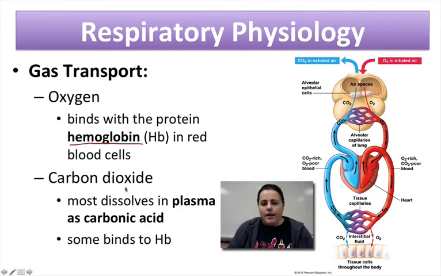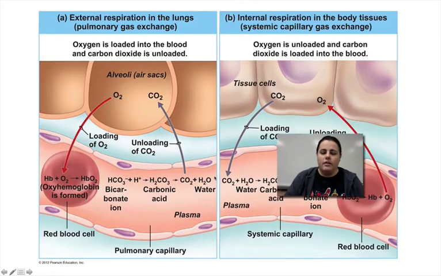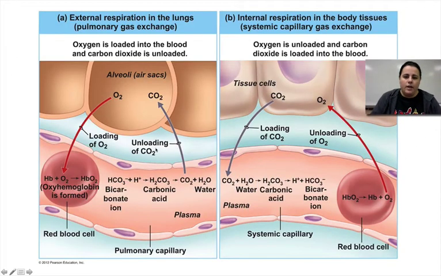And carbon dioxide should be leaving, and most of the carbon dioxide is actually dissolved in your blood plasma as a molecule called carbonic acid. Now, some of it can bind to hemoglobin, but most of it is going to be dissolved in the blood plasma as carbonic acid. And even though we're not going into the details of this, because there's some biochemistry into this that we're not looking at, let's take a look at oxygen.